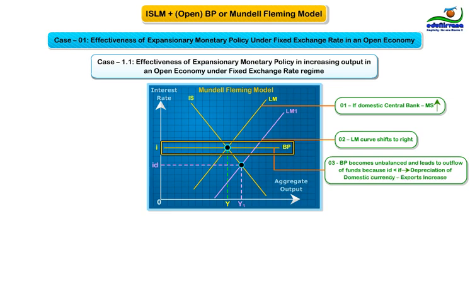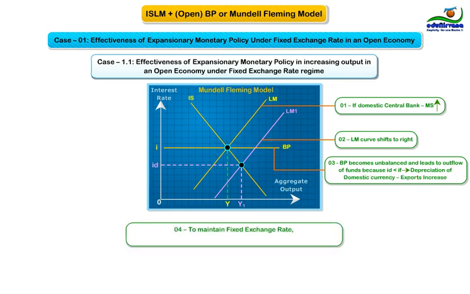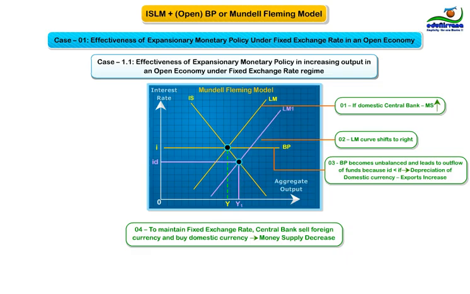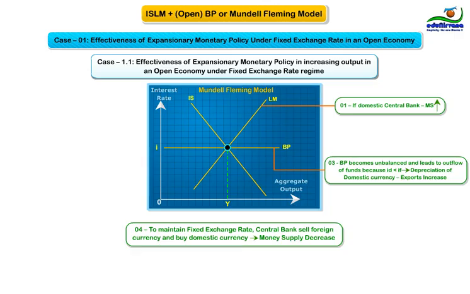This increases exports. To maintain the fixed exchange rate system, the central bank has to sell its foreign currency reserves and buy the domestic currency. Buying the domestic currency reduces the money supply and shifts the LM curve back from LM1 to LM, which results in an increase in interest rate and a fall in output from Y1 to Y.